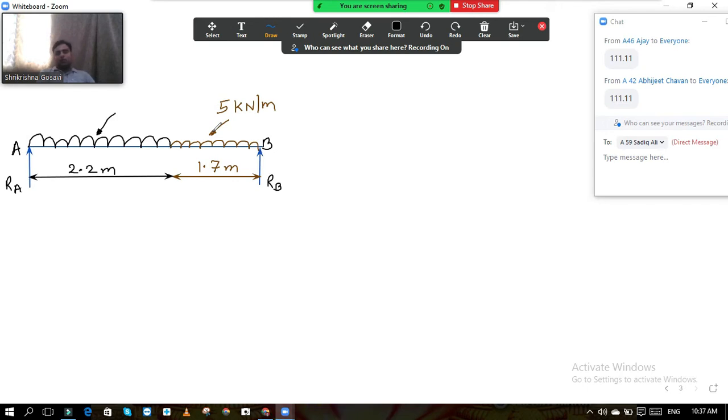See, this is an unsolved problem. I am only having the problem statement and diagram. We are solving the problem. In the last lecture, we have evaluated the load. Let me know the value of that load so that we can solve this problem further. Anybody? Please do it fast.